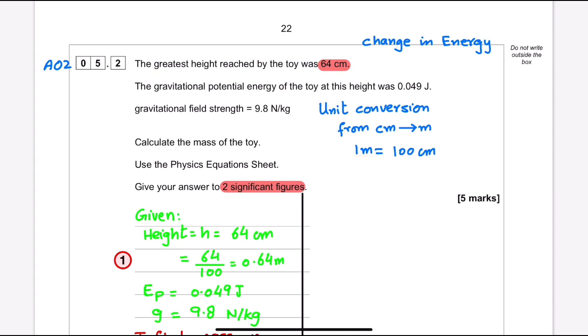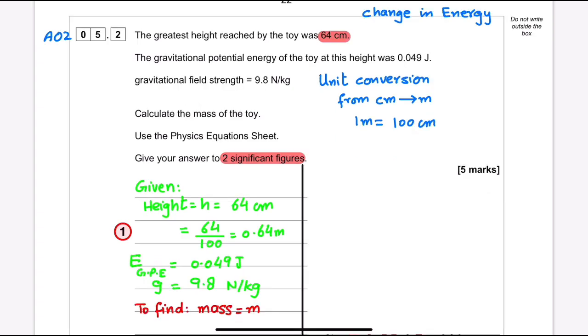The gravitational potential energy of the toy at the height was 0.049 joules. So energy is given. The value of g is also given, that is 9.8 newton per kilogram. Calculate the mass of the toy. So in this question we are given the height, which is 64 centimeters, and we need to convert centimeters into meters. We need to divide 64 by 100 to convert centimeters into meters, because 1 meter is equal to 100 centimeters. So the answer is 0.64 meters.